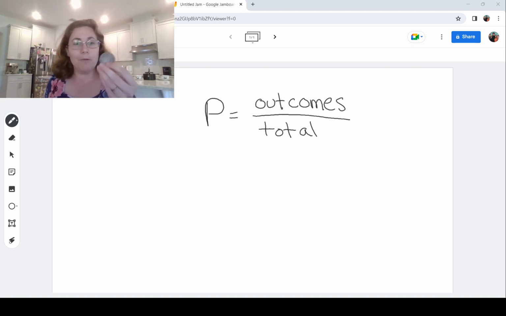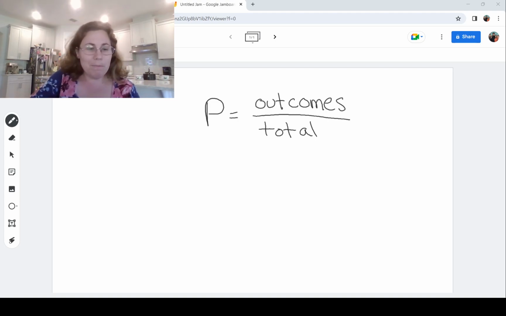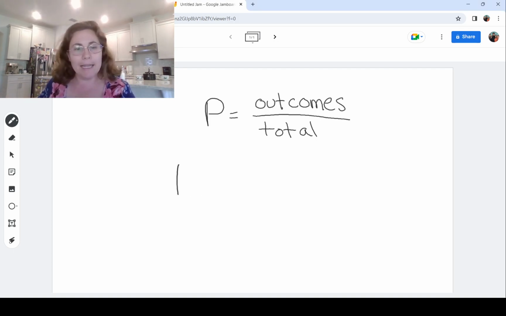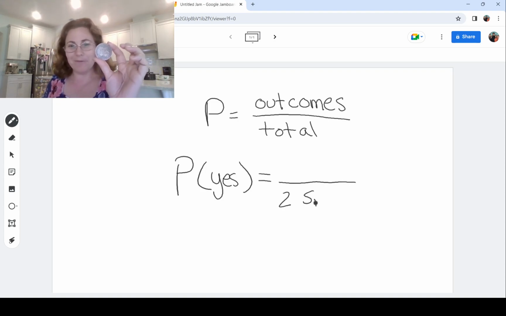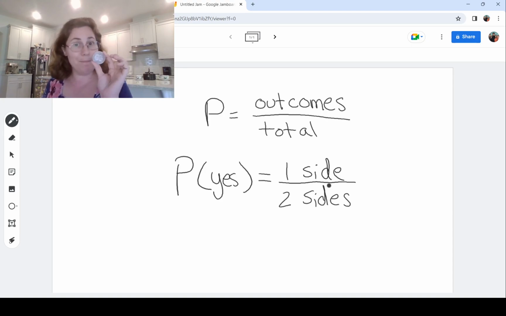So for this coin, I want to talk about the probability of it appearing as, let's start with yes, be positive. So the probability that my coin could come up as yes is equal to the outcome. When I look at my coin, I have one side that says yes, one side that says no. So there's a total of two sides. It's almost a little bit easier to start there. So I have two sides as the total. And the probability that yes occurs is one side out of the two when I flip it.